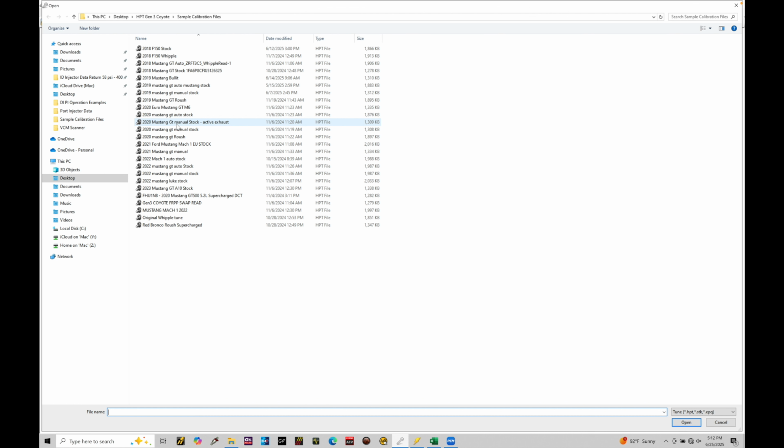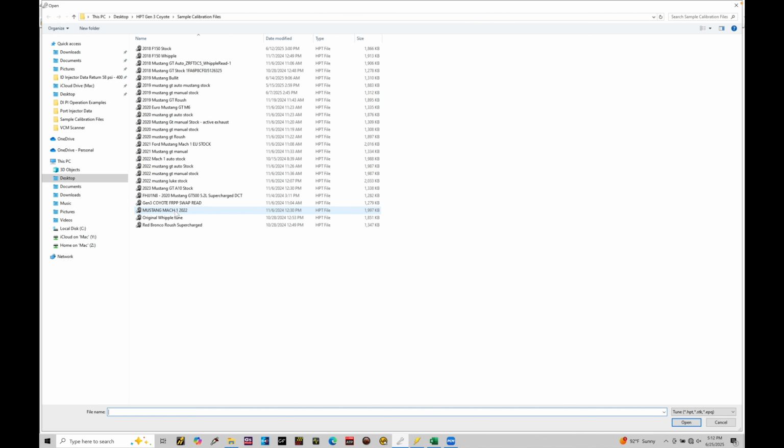This is important because if we're going to be doing this tuning technique using our VCM scanner for a table overlay, and using our Excel spreadsheet calculator in order to tune the low and high slopes, we need to make sure that the MAF curve from our calibration file matches our table overlays within the scanner software. So if you have a GT, obviously you're going to be opening up a GT file. I'm going to open up my Mach 1 file here.